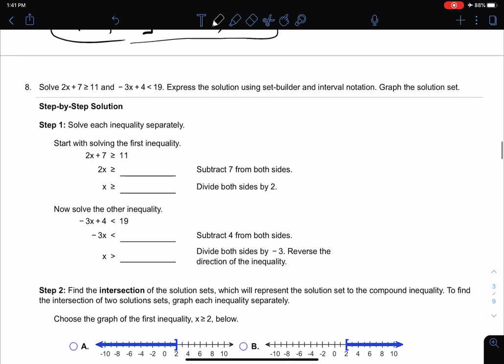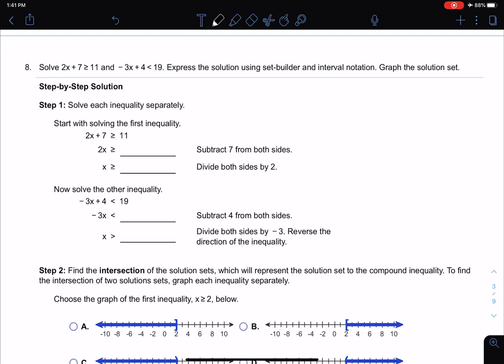Okay, moving right along to number 8. Now, number 8 is having us step through it step by step. I'm just going to do the steps on the side, and then I'll show you. This is just to help guide you through it at least one time.